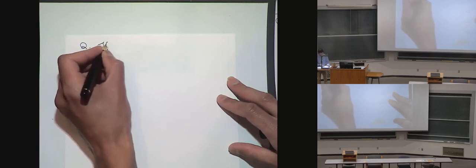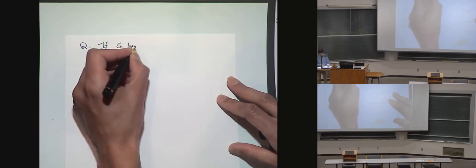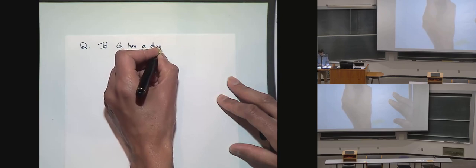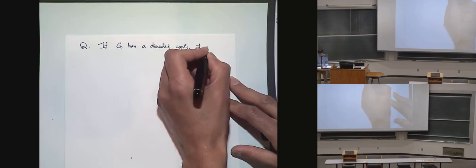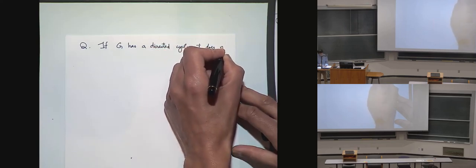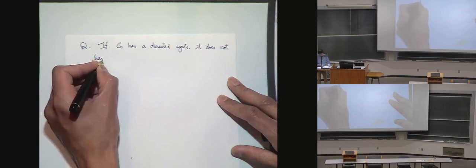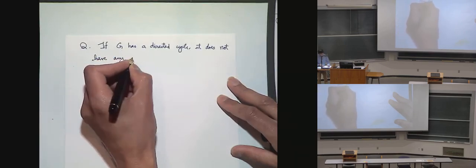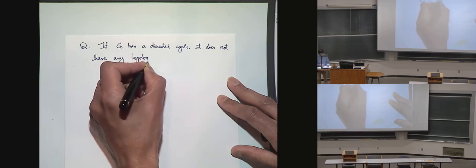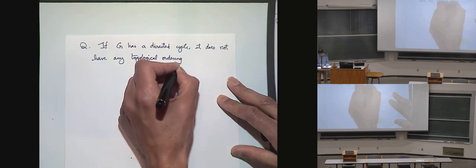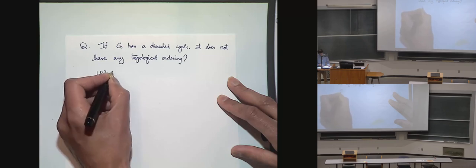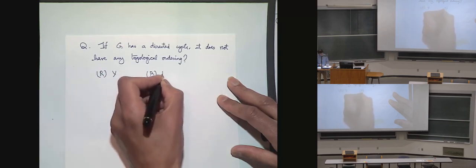And your final question for the day is, if G has a directed cycle, it does not have any topological ordering. Yes? No.